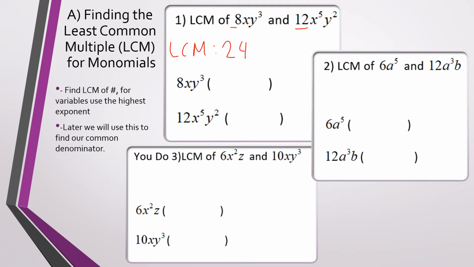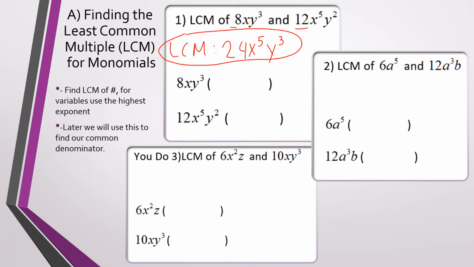Then for my x's, I have x and then x to the fifth. It's going to be the highest exponent always. Then for the y's, I have y to the third and y squared. So I'm going to use y to the third because that's the higher exponent. So my LCM is this.